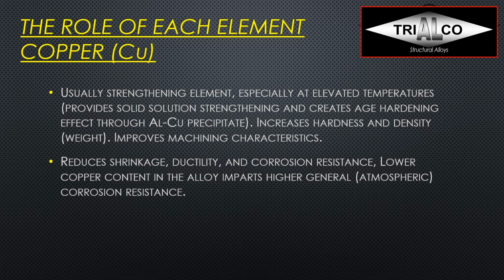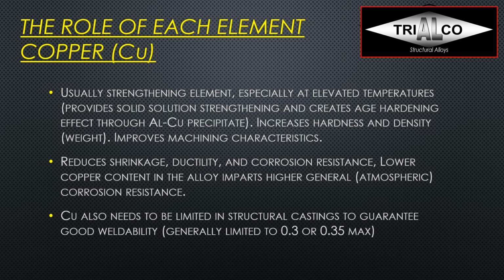That's why it is usually, in the 300 series, a problem for any application that needs to be corrosion resistant and is therefore minimized. Lower content means it imparts higher general atmospheric corrosion resistance. Copper also needs to be limited in structural castings if they are welded, because as soon as you go beyond 0.3 or some would say 0.35% copper, you get into trouble when you try fusion welding the parts.